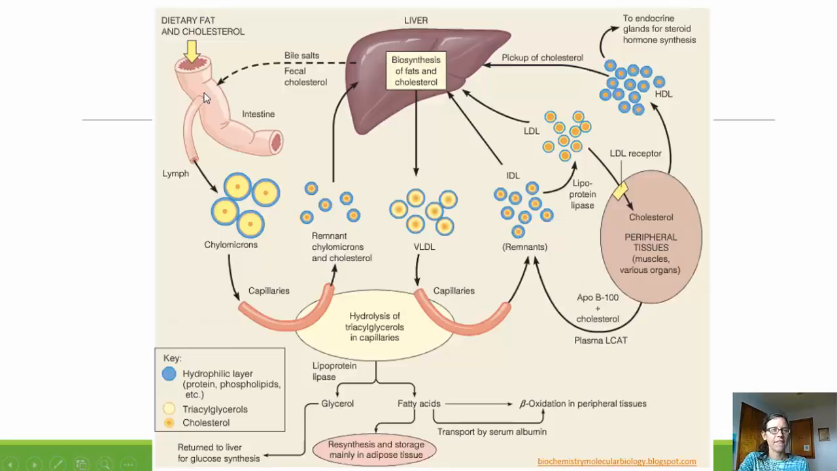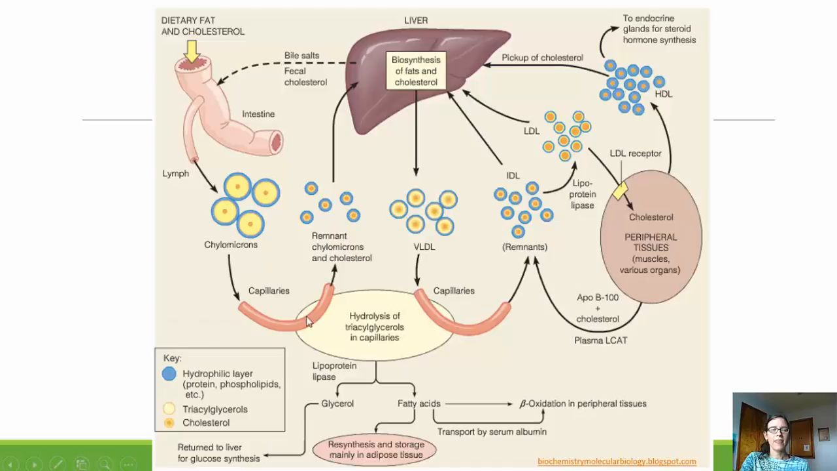So we have our dietary fat and cholesterol, goes to a chylomicron, goes into our capillaries. Triglycerides are hydrolyzed by lipoprotein lipase. Glycerol and the fatty acids are delivered to the peripheral tissues where they can be stored or oxidized. That's what we're going to talk a lot about next week. And then the glycerol backbone can be returned to the liver for glucose synthesis. Remember when we talked about gluconeogenesis and that one of the substrates was glycerol from triglycerides? So that's how this ties in.